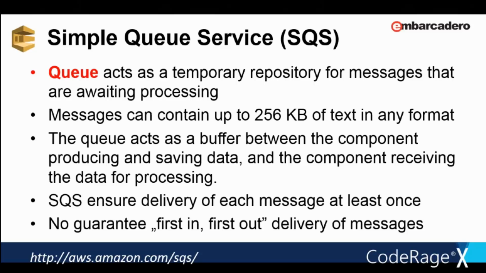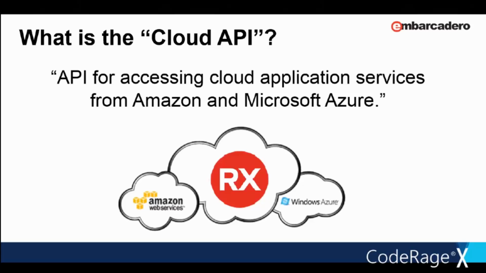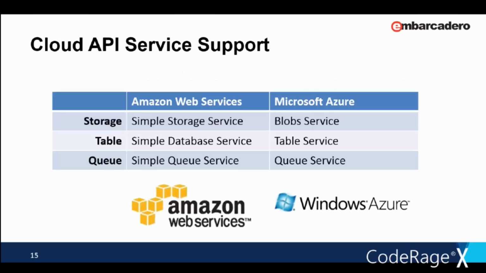So these are the three main services that we are going to focus on, and these services are supported by Cloud API, which is an API inside of RAD Studio, available to both Delphi and C++Builder applications. And this API not only works with Amazon Web Services, but it also works with Windows Azure. So Cloud API provides certain abstractions to work with storage, so storing arbitrary amounts of bytes, tables, so working with non-SQL table-like data, and also queues.